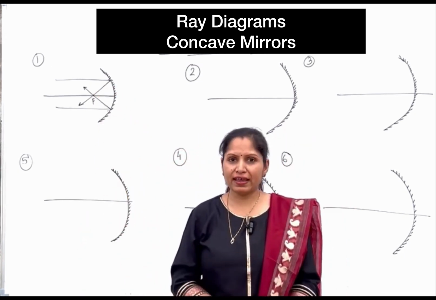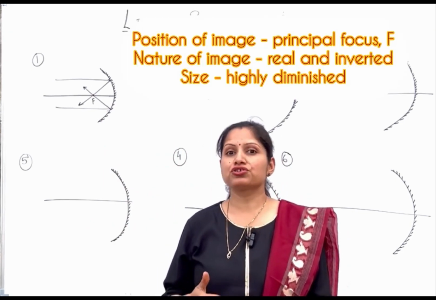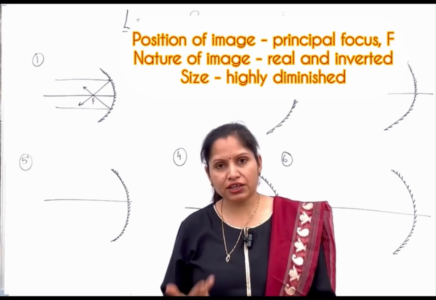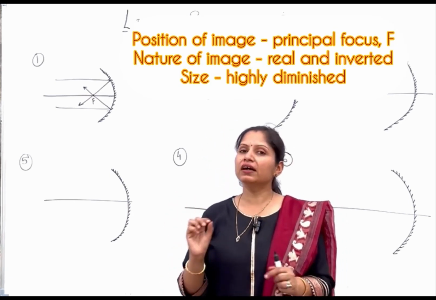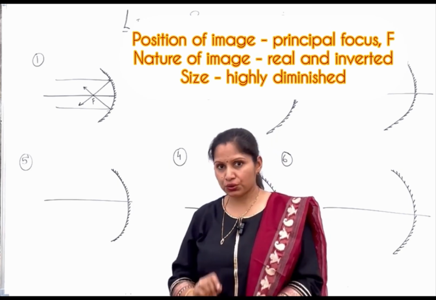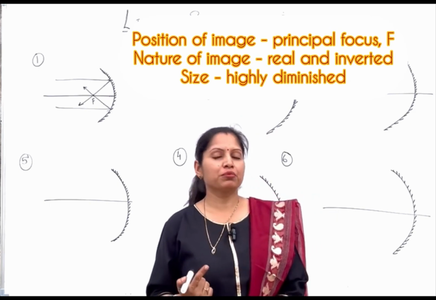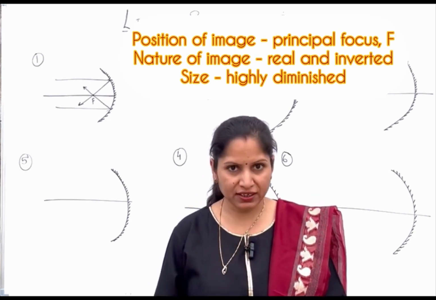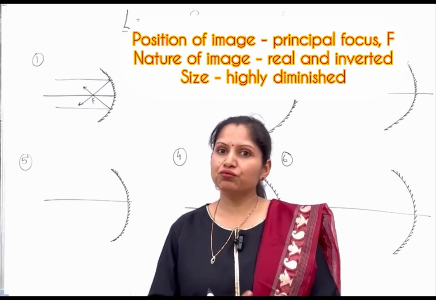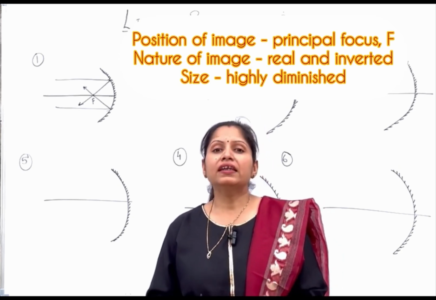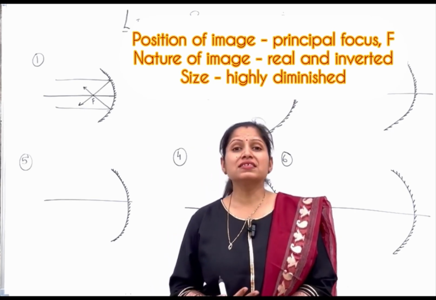For every ray diagram, we will be writing what is the position of object, position of image, nature of image and size of image. These four things we have to write in every ray diagram. Okay? So here, what is the position of the object? The position of the object is at infinity. Where is the image formed? What is the position of image? At focus. What is the nature of image? It's real and inverted. And what is the size of the image? That is point size.